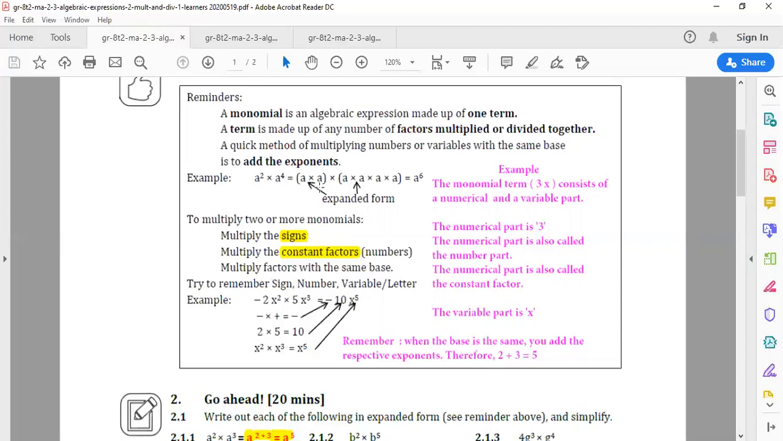In the expanded form, a squared is a multiplied by a, and a to the exponential 4 is a multiplied by a multiplied by a multiplied by a. So just remember, the exponent tells you how many times you need to write the base within the brackets. So a squared twice, a to the exponential 4 times. And then your final solution is a to the exponential 6.